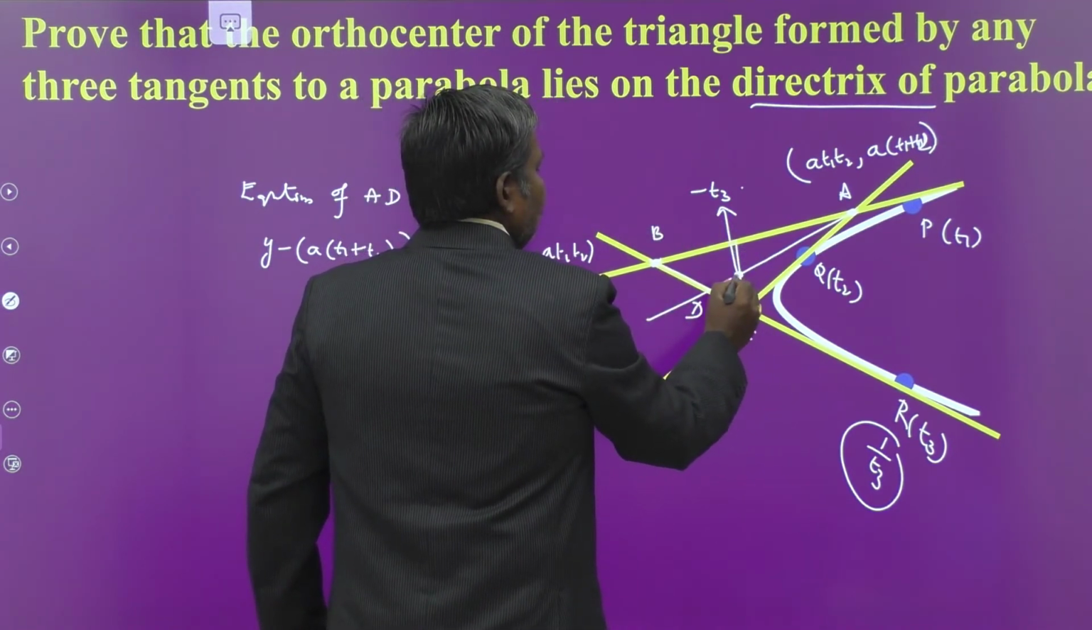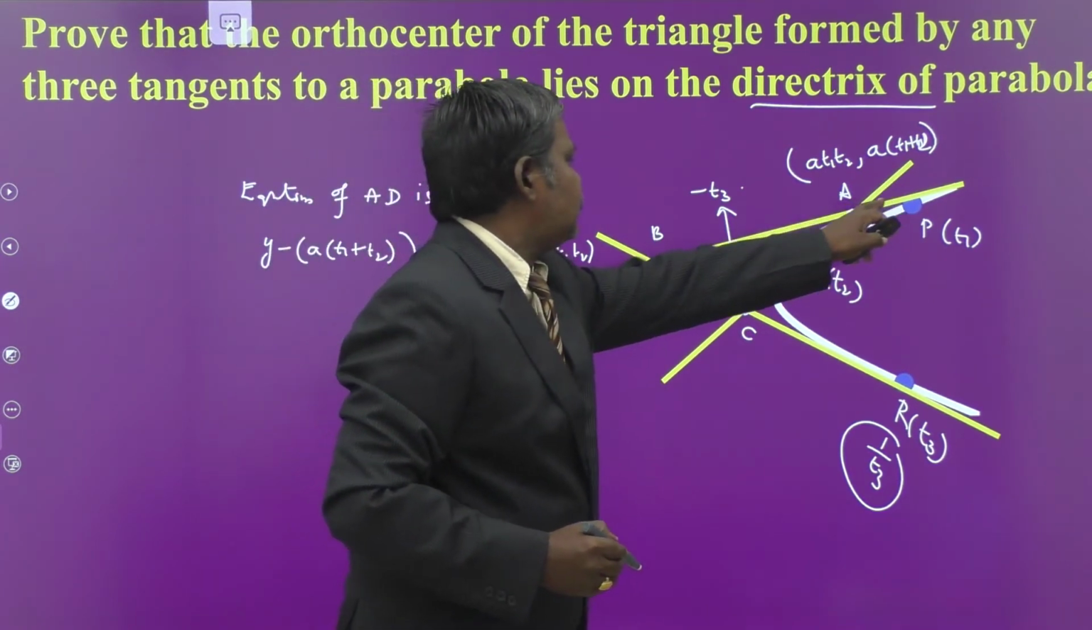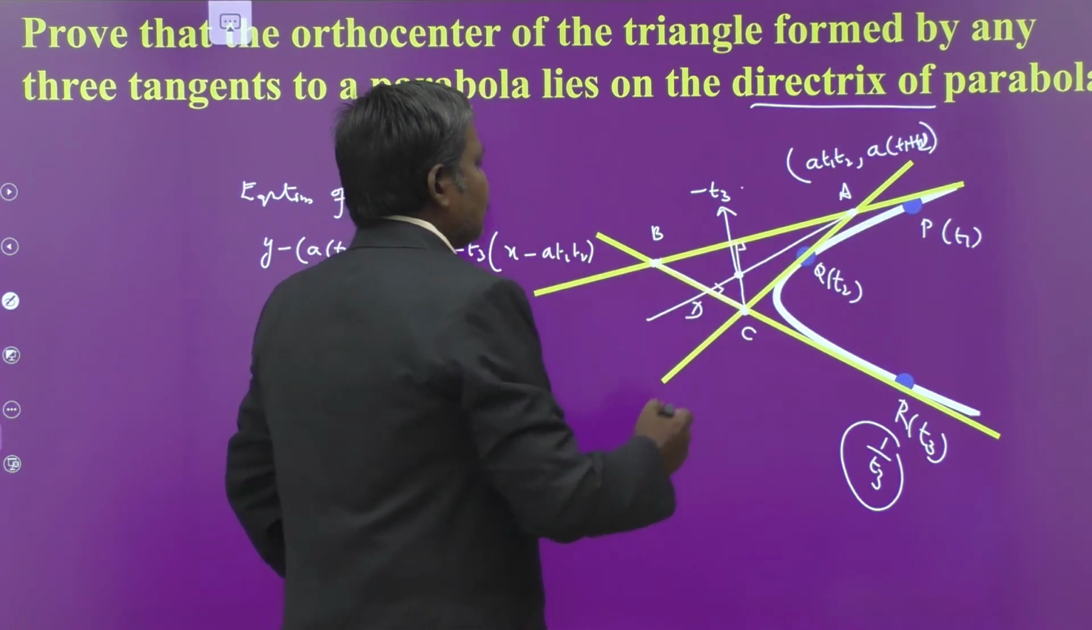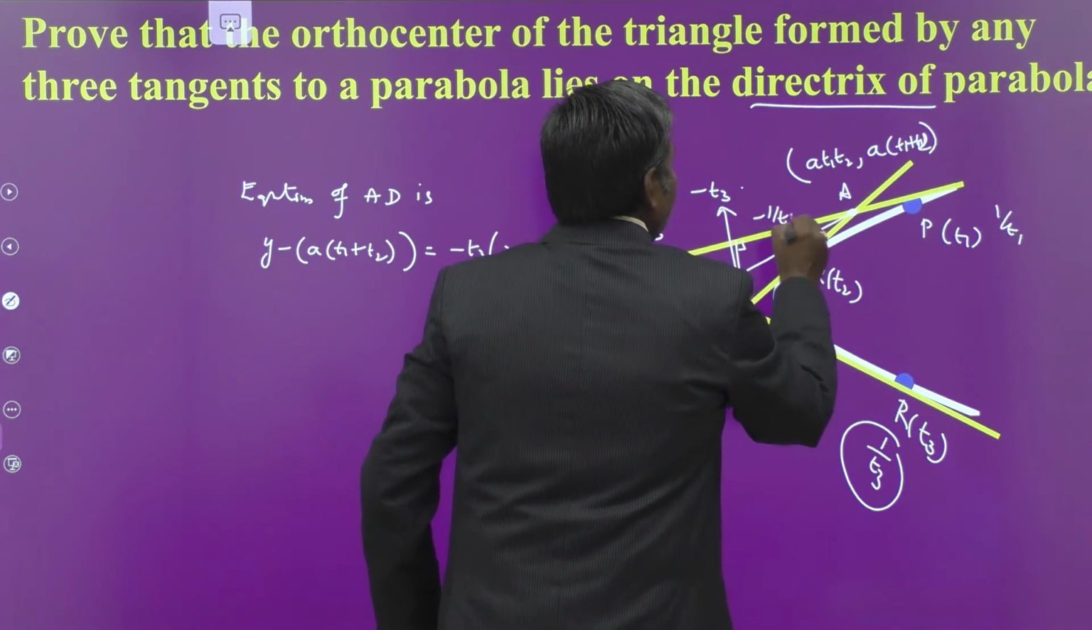This is nothing but your orthocenter. Am I correct or not? What is the slope of this line? You are drawing the tangent at T1, so its slope is 1 by T1. The perpendicular slope is what? Minus 1 by T1.